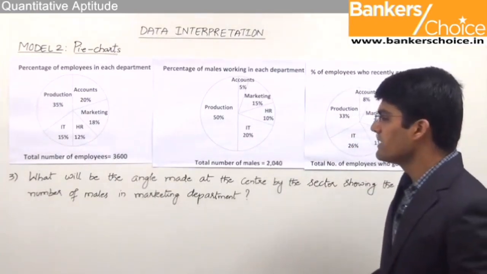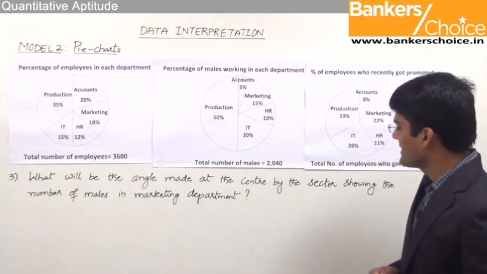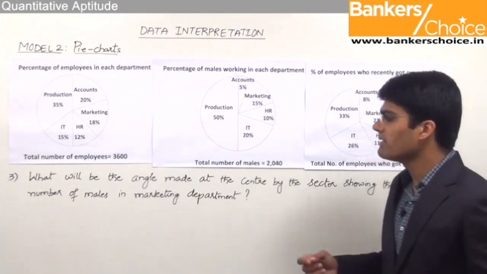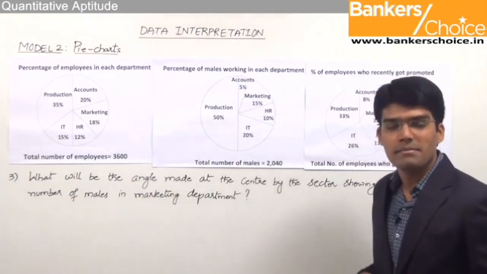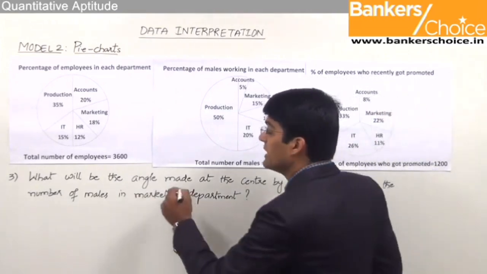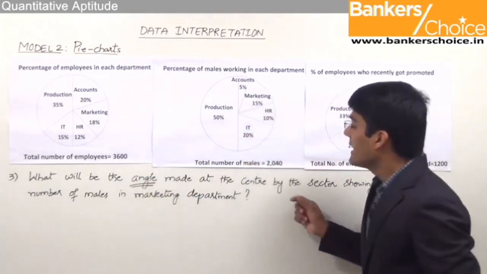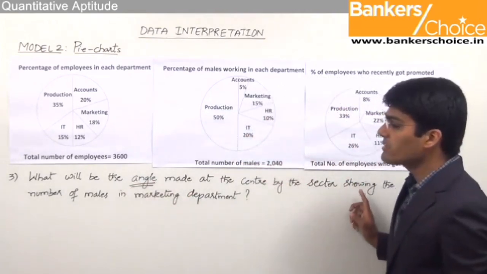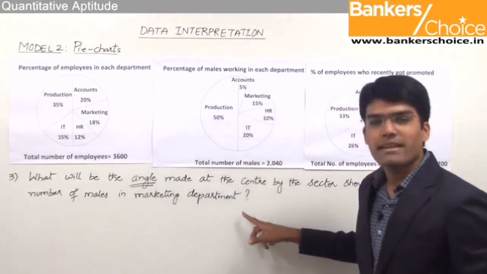The third question here is, what will be the angle made at the center by the sector showing the number of males in the marketing department? So we need to find out the angle that will be made at the center by the sector which shows the number of males in the marketing department.